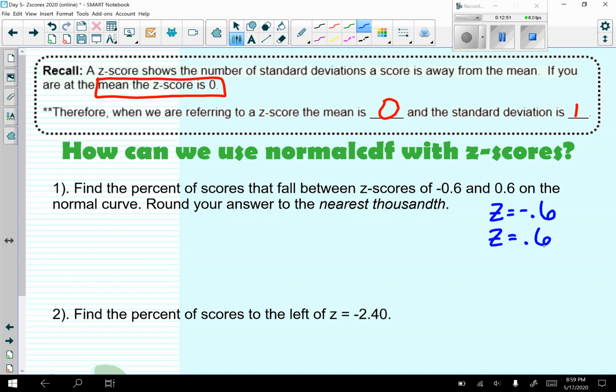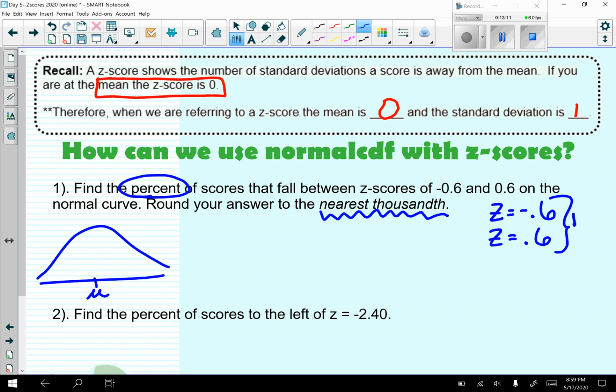On the normal curve, and then round your answer to the nearest thousandth. Just be careful here because we're finding a percent and then I'm rounding. So with normal CDF, I'm always going to draw my picture. I have my mean. These are going to be your bounds. So I want between -0.6 and +0.6.